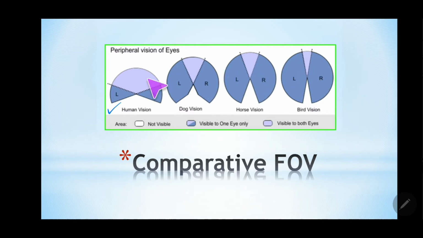In short, we have the advantage of this much field of view which is binocular, and being binocular, we are able to see stereoscopic vision.